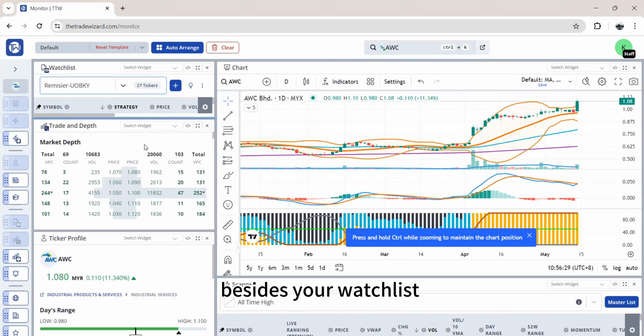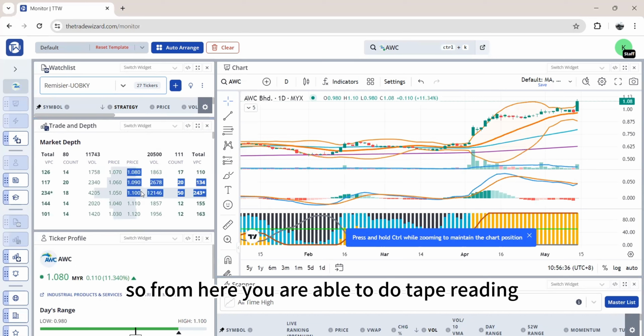Besides your watch list, coming down here is the market depth. Okay, market depth. So from here, you are able to do tape reading.